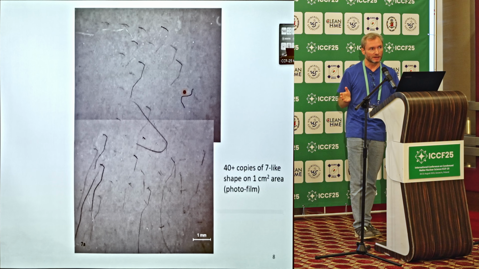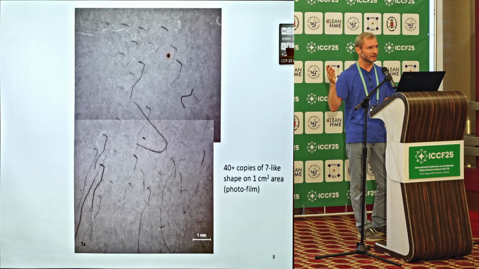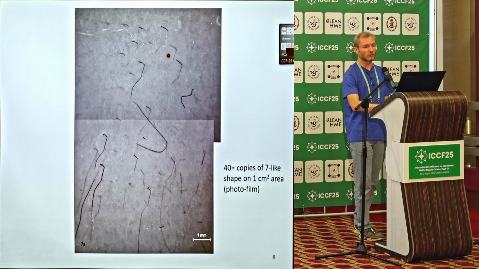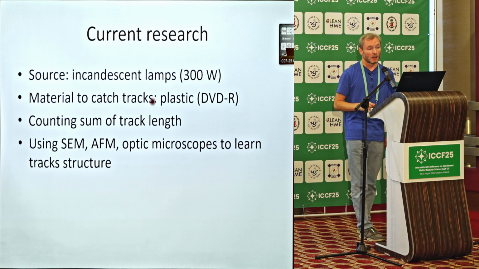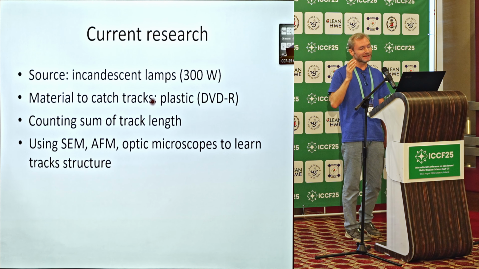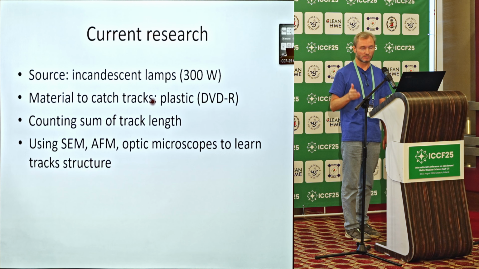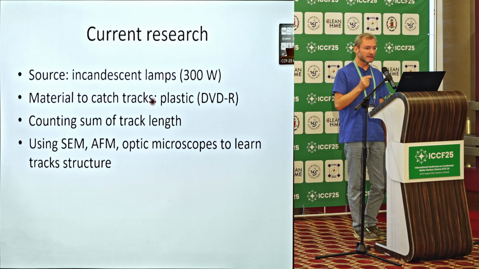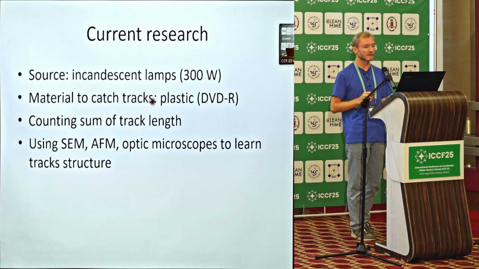Another example, you can see many times some shape like number 7. It's 40 and more times of such tracks. It's very unusual. In our current research, we used as a source of strange radiation the reactor of Alexander Parkhomov based on incandescent lamps, usually incandescent lamps of 300 watts. As materials to catch tracks, we used ordinary DVD-R discs.